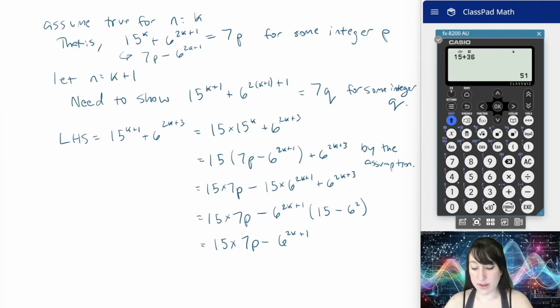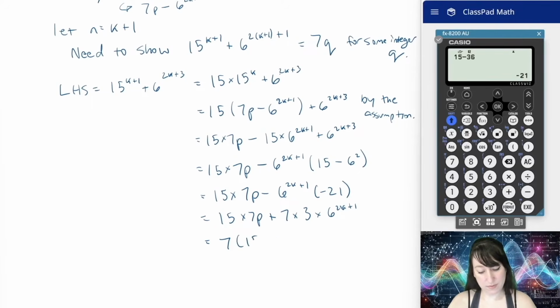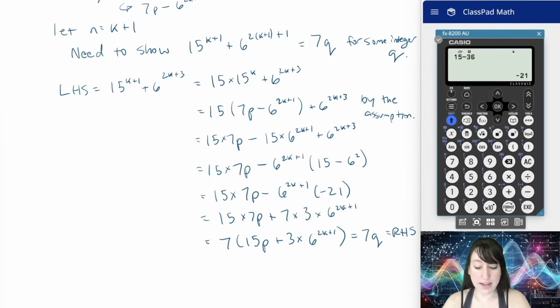What's 15 minus 6 squared? It's negative 21. 21 is a multiple of 7. So, if we factorize out that 7, it will make it very clear that we have a number divisible by 7. 15p plus 3 times 6 to the 2k plus 1 would be an integer. So, 7 times an integer is divisible by 7. And so we've proven that it's true for n equals k plus 1.